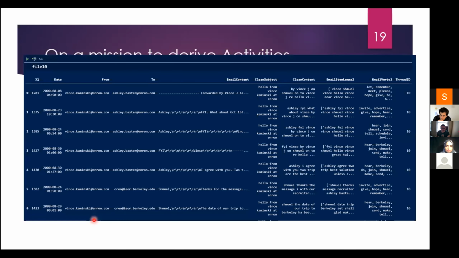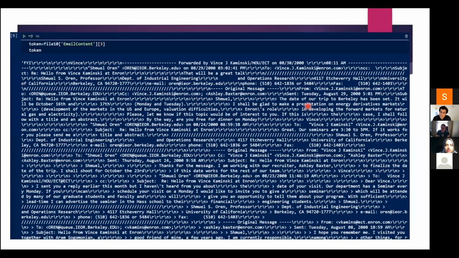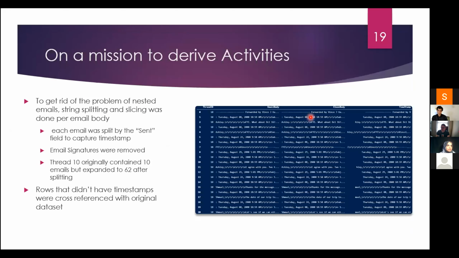What I mean is we took the email content of only thread 10. We didn't look at the timestamps that were already given in the data set. We just looked at the email content, and based on the sent fields dispersed within this block of email, we split based on the sent field and we got timestamps, right? So based on these timestamps from the bodies, after the email signatures were cleaned out, we took the timestamps and spliced them individually.